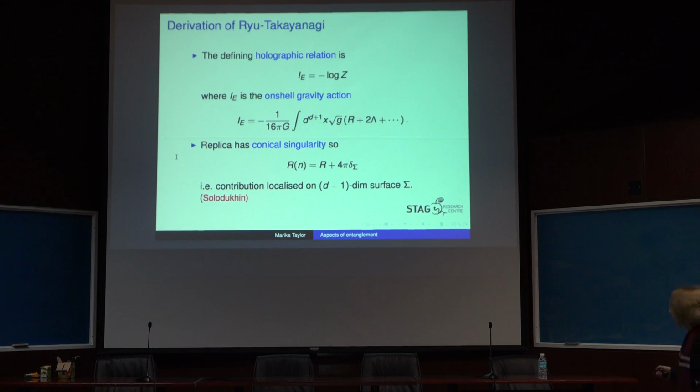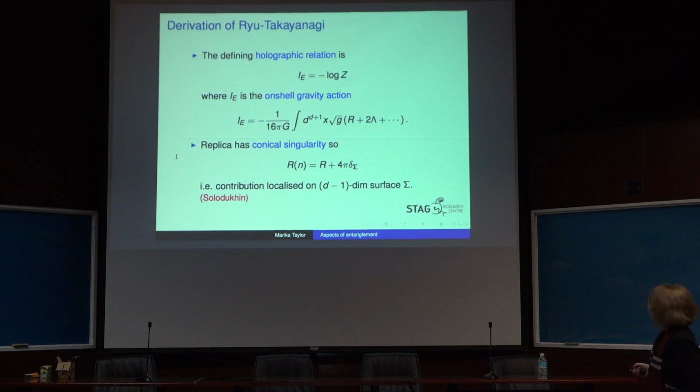And in fact, these contributions were calculated in many places. In particular, there's a nice paper by Solodukhin from 2008, where he calculates not just the Ricci scalar, but many other scalar invariants, Riemann squared and so on, for spaces that have conical singularities.